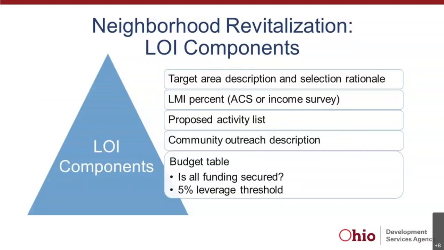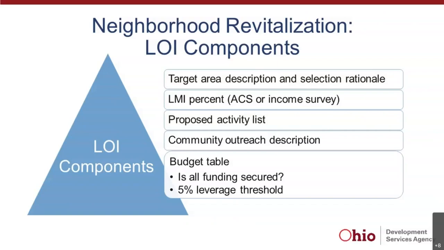The pre-application includes the following items: a description of the target area and selection rationale, the low and moderate income percent of the target area and whether it's qualified using American Community Survey data or an income survey, a list of the proposed activities, a brief description of the community outreach process, and the sources and uses budget.